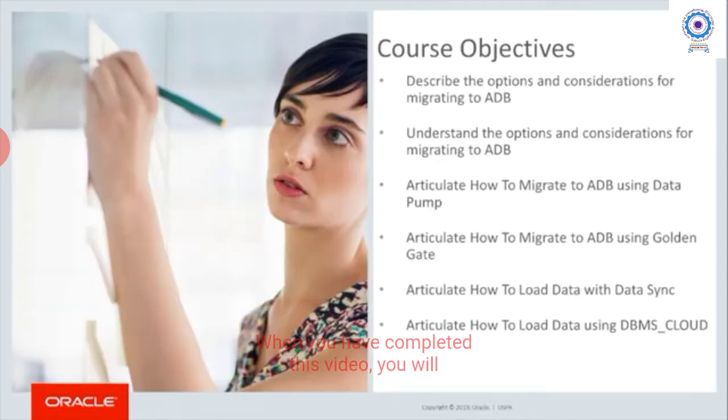When you have completed this video, you will be able to describe the options and considerations for migrating to ADB. You will be able to articulate how to migrate to Autonomous Database with DataPump and GoldenGate. Finally, you will be able to articulate how to load data to ADB with DataSync and DBMS Cloud.